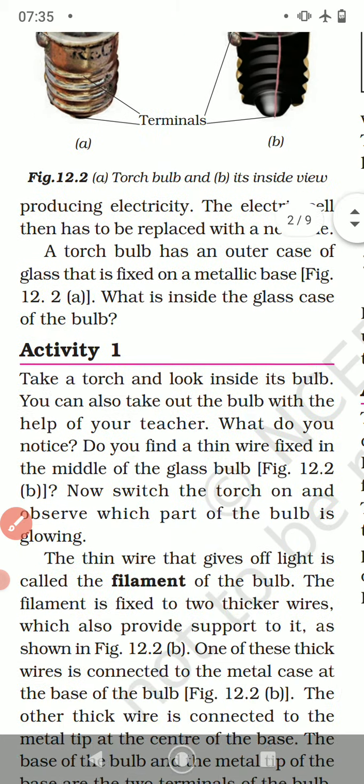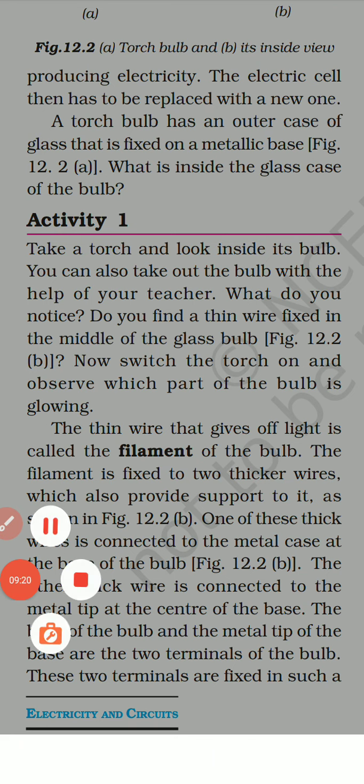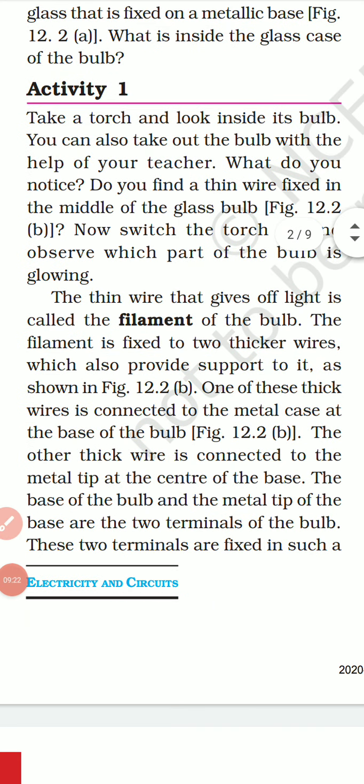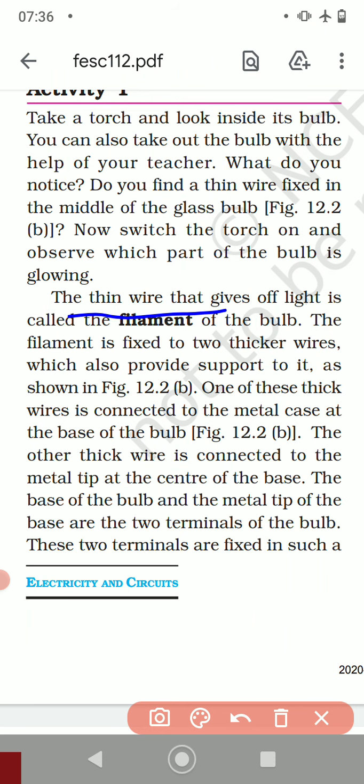Let's move to activity number 1. Take a torch and look inside its bulb. You can also take out the bulb with the help of your teacher. What do you notice? Do you find a thin wire fixed in the middle of the glass? Now switch the torch on and observe which part of the bulb is glowing. Now please underline: the thin wire that gives off light is called the filament of the bulb.